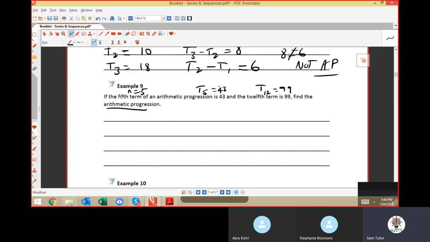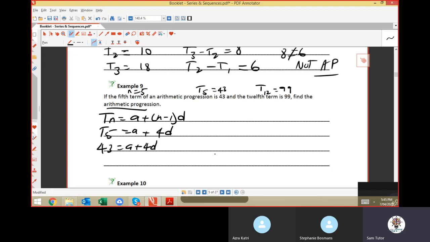What must we do? When we know T5 equals 43, we're going to sub it in to this, and then eventually what will we need to do? Find A and D. Using what technique? Simultaneous equations. Yeah, you're already getting used to that. That's great. So A plus 4D, T5 is 43.